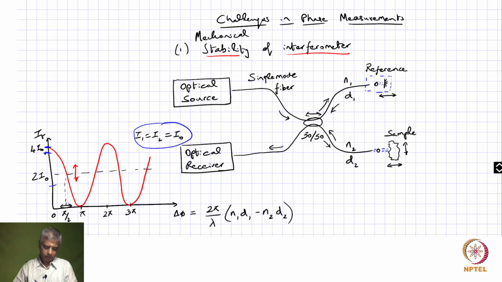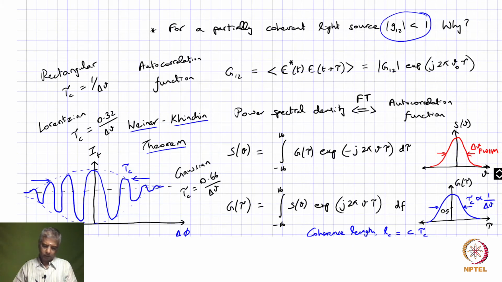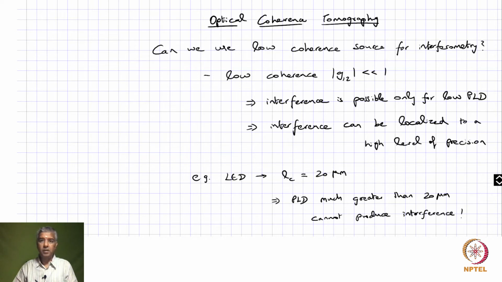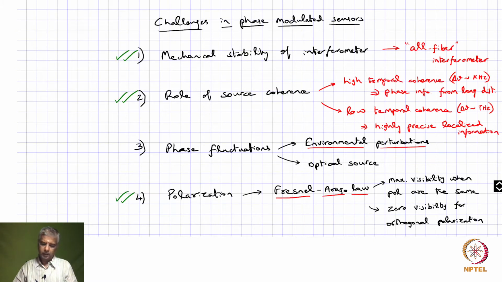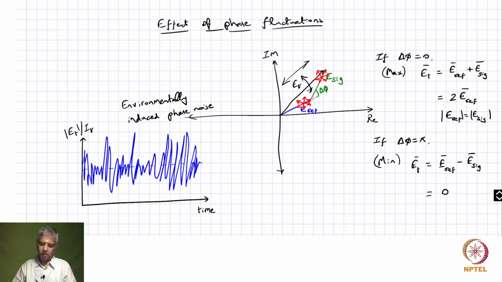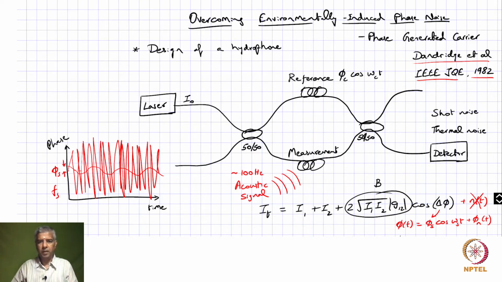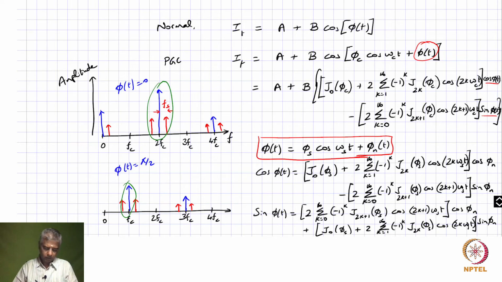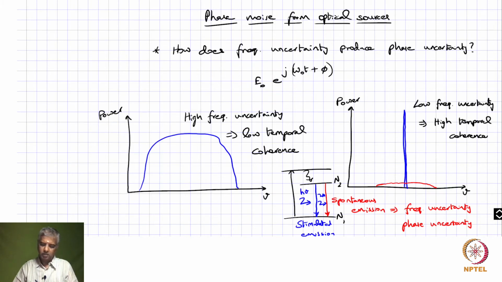So we started with looking at examples of using a Michelson interferometer. We looked at this specific example of optical coherence tomography, and then went on to look at the challenges in phase modulated sensors. And as part of that, we introduced this other application, which is the case of a hydrophone. And we looked at how phase measurements are done in a hydrophone.